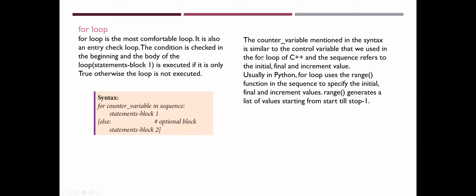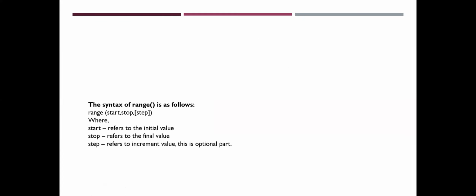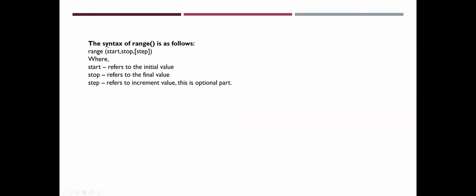The counter variable mentioned in the syntax is similar to the control variable that we use in other programming languages like C and C++. In Python, we use the range function in the sequence to specify the initial, final, and incremental values. I will show that. This is the range syntax. The range function takes three arguments: start, stop, and step.